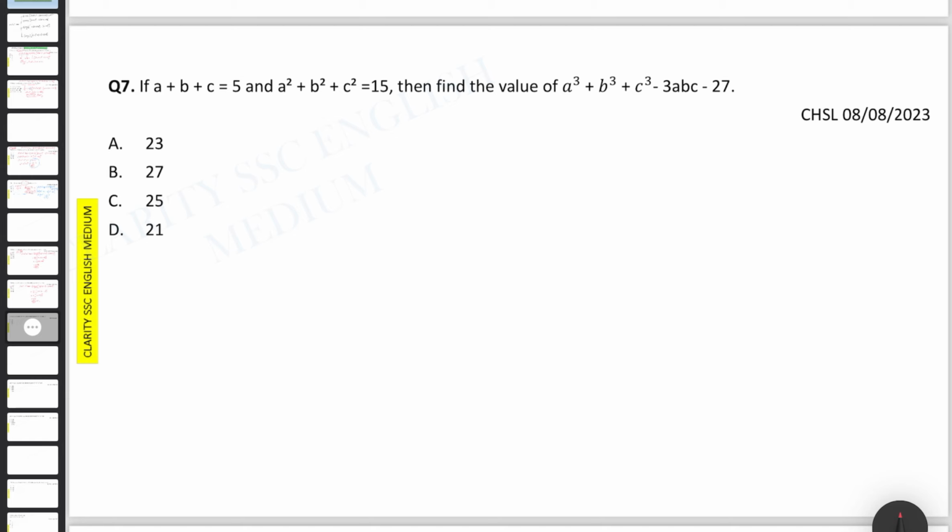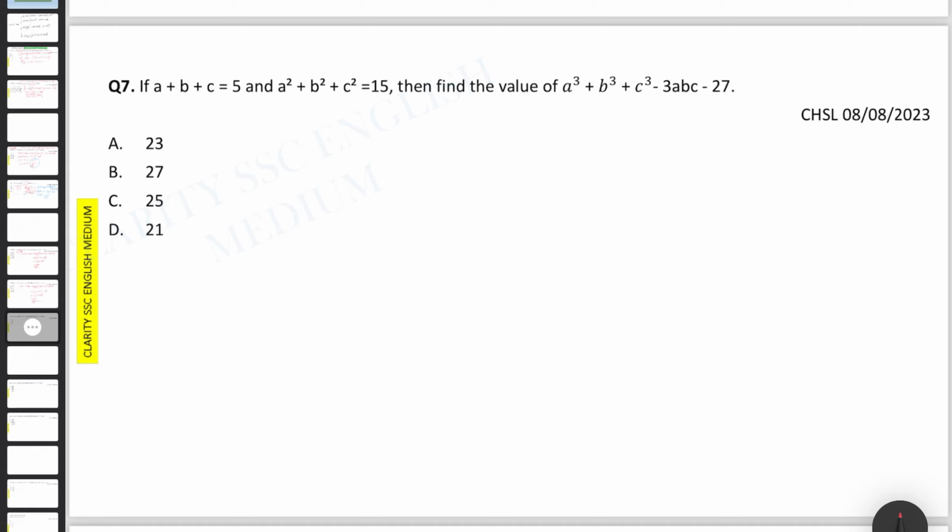So let's see what question number 7 says. If a plus b plus c is equal to 5 and a square plus b square plus c square is equal to 15, then find the value of a cube plus b cube plus c cube minus thrice abc minus 27.